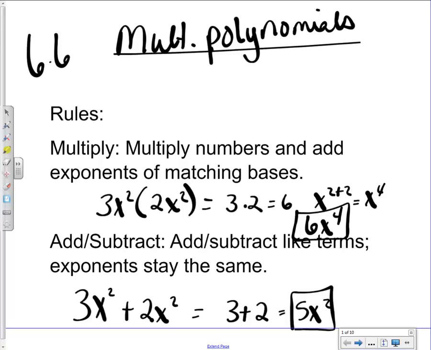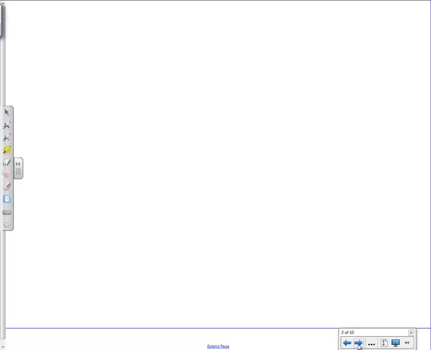A really good idea would be to write these rules and an example on your note card so you can keep them straight. So let's look at some problems.